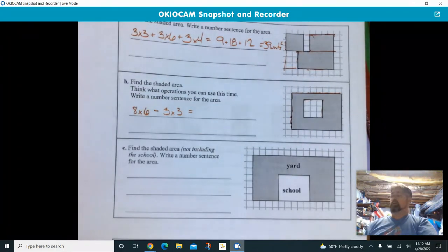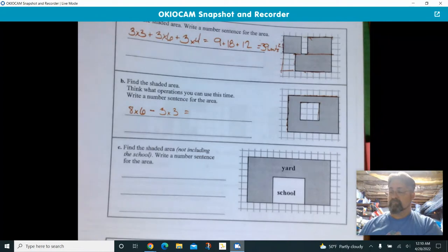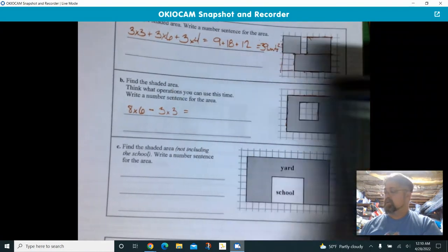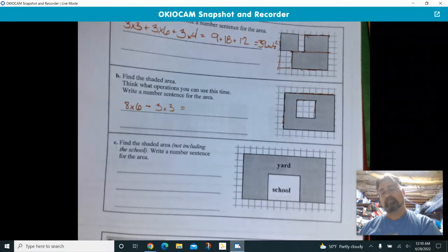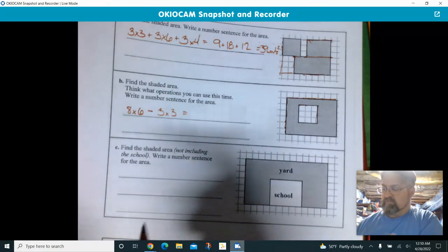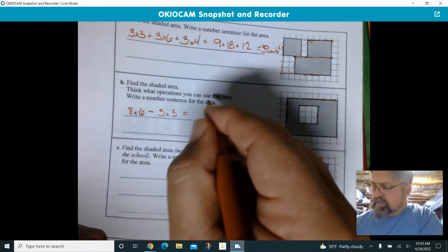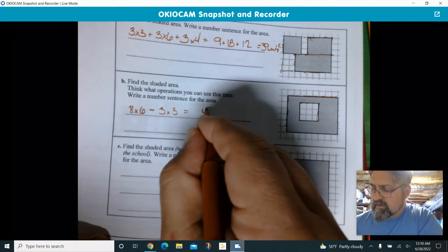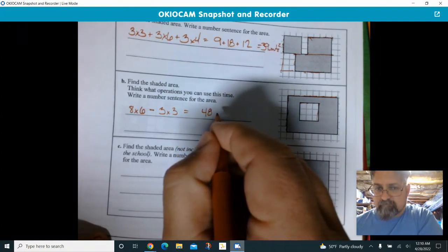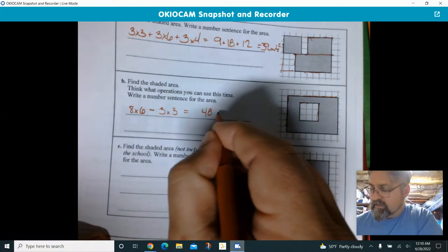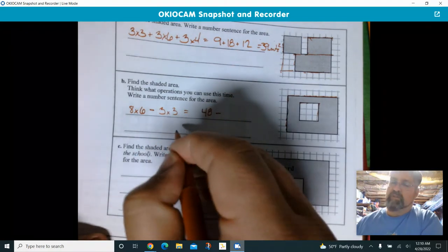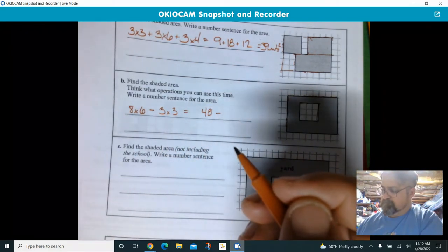That's why I'm not helping you with it. If you want to use your calculator, go for it. All right, fine. I guess I will help you with it so we can move on. 8 times 6 is 48. Minus 3 times 3. What's 3 times 3? 9.